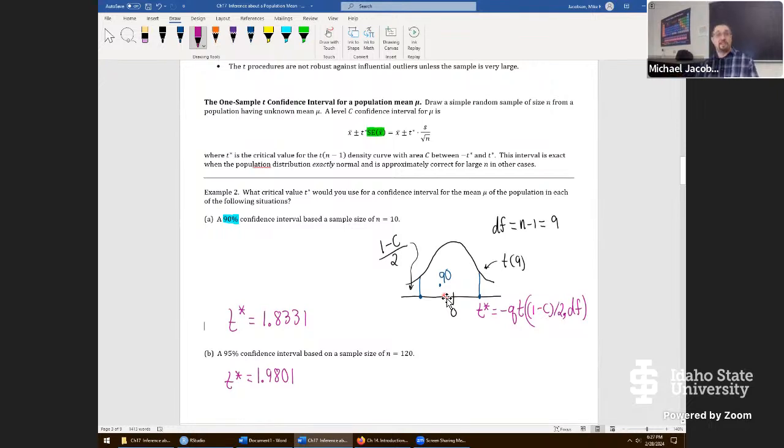Well, that's how we get critical numbers. How do folks feel about that so far? Does it make sense? Awesome. There's lots of ways to get critical numbers, T stars.